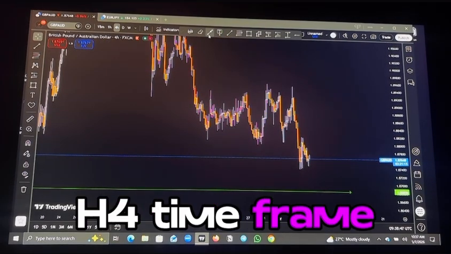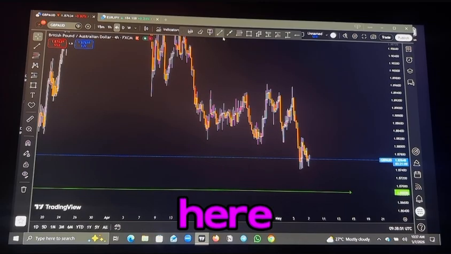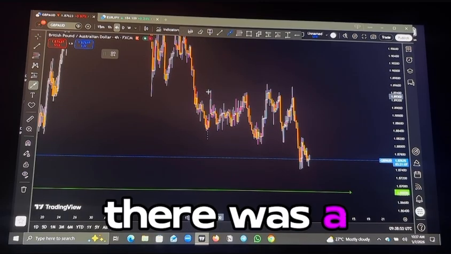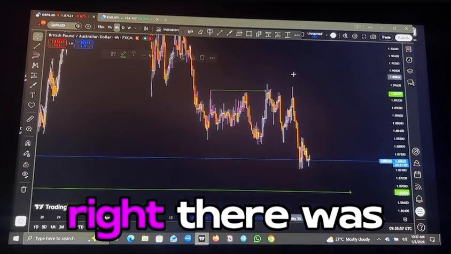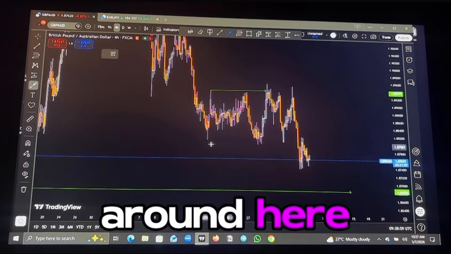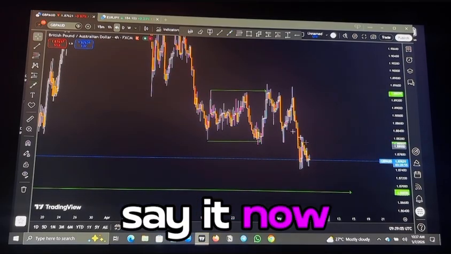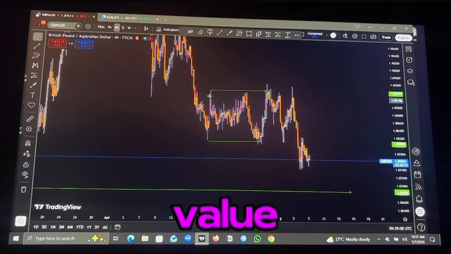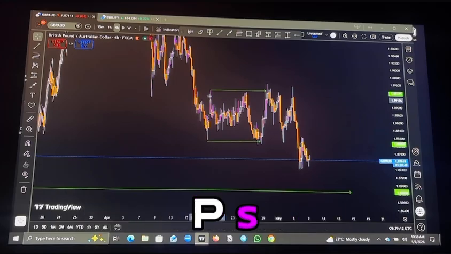Okay, from the H4 time frame, what are we seeing? There was a value around here. There was a value around here as well, right? There was still another value around here, right? See it? Now, how did the market take out this value? We are going to discuss our PSE model right now.